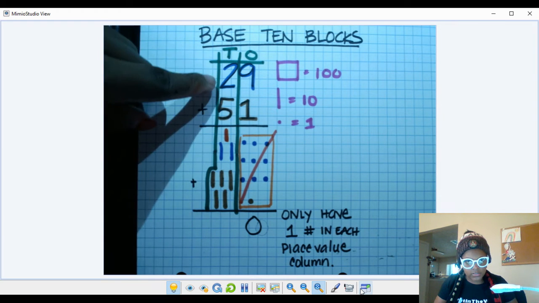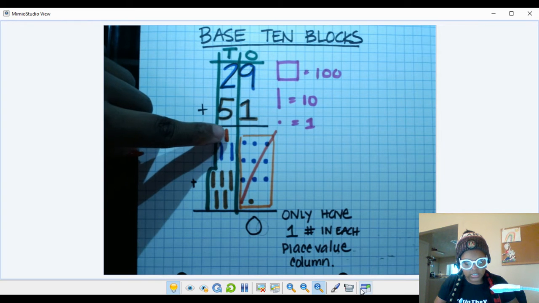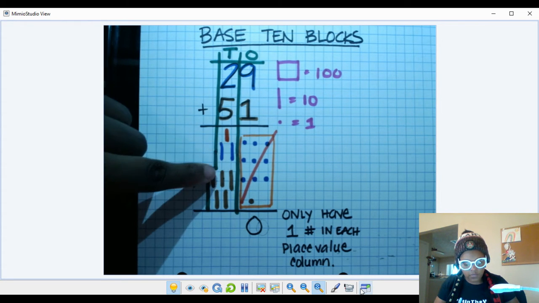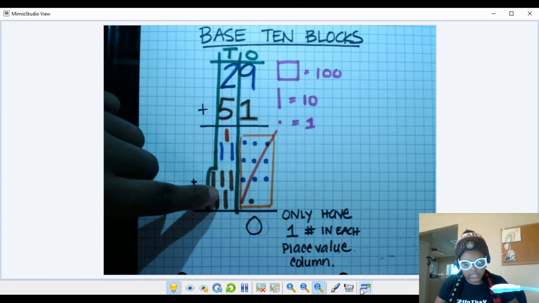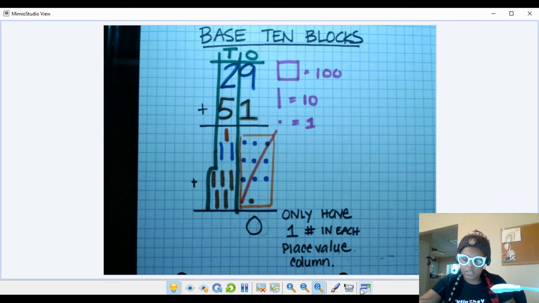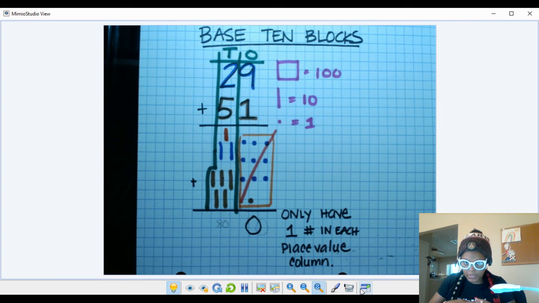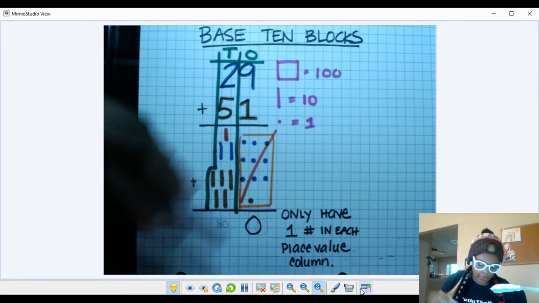Now let's add down our tens column, okay? And we're going to count by multiples of 10. 10, 20, 30, 40, 50, 60, 70, 80. The answer is 80. When we add all of those base 10 blocks right here, your answer is 80. Okay? So let's put 80 here. Okay, we have 80 there. I'm going to make it bigger for you guys.